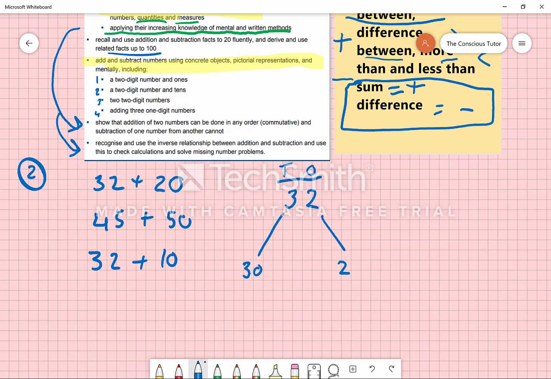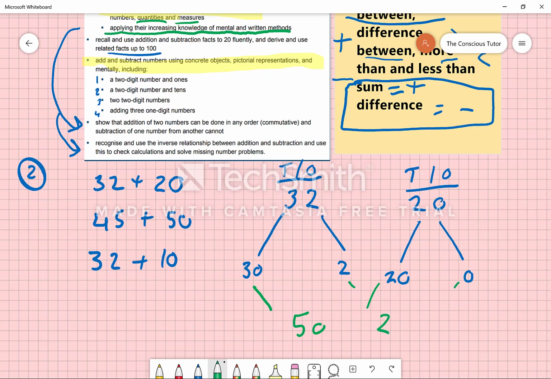And we're adding that to the number 20, which is made up of 0 ones, no ones, and 2 tens, which is 20. So when we combine these together, we've now got 30 add 20, which is 50, and 2 add 0, which is 2. Combine those together, our answer is 52. That's one of the ways that they could be taught to add.